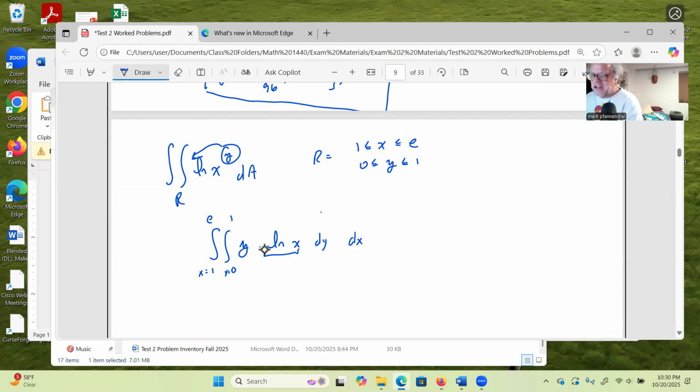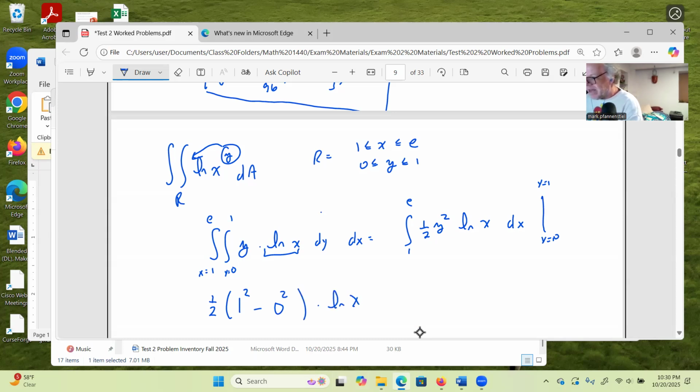Natural log x has nothing to do with y, so this is just going to be the integral from 1 to e. And now I'm integrating with respect to y. Integrate y times a constant. That's going to be 1 half y squared natural log of x dx. And as far as y goes, we have to go from y equals 0 to y equals 1. Okay, so we're just going to plug those in. So I've got 1 half times 1 squared minus 0 squared, and then this is times natural log of x dx.